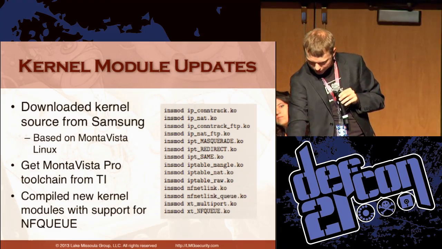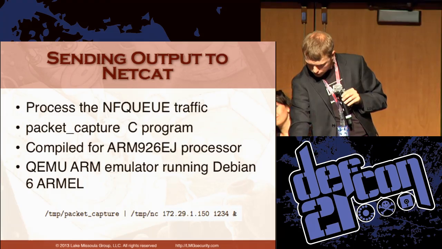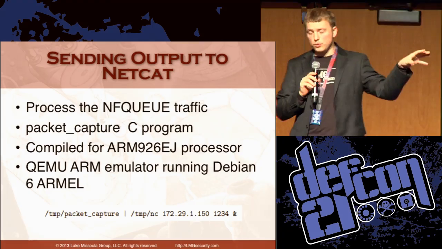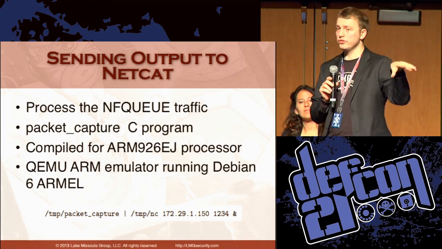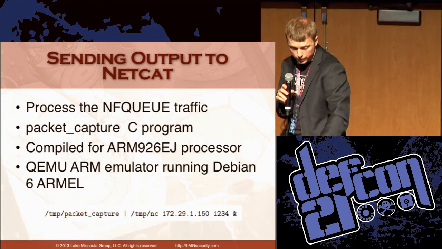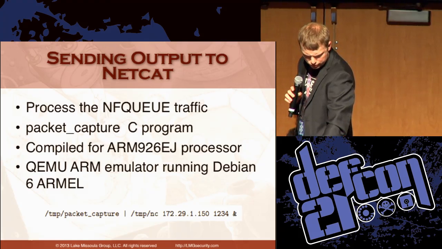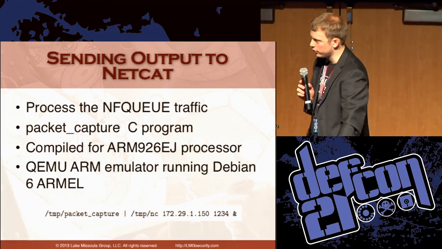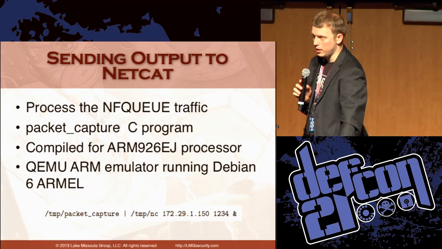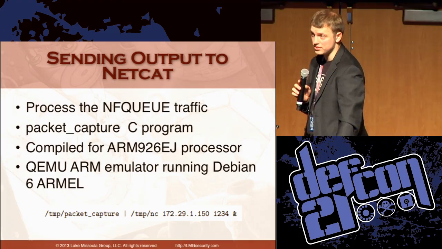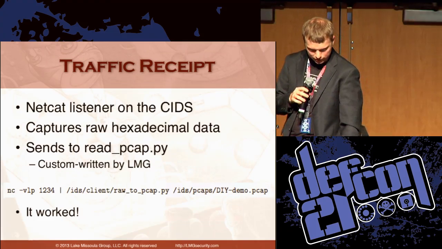So, oh yes, here's all that stuff I was just talking about. Got ahead of myself. Kernel modules, IP tables. So, we wrote a little C program that we compiled statically for ARM that just pulls the packets out of the queue and sends them off. This is an ARM 926EJ processor. Rather than dealing with cross compilers, we just started up a Debian ARM emulator in QEMU. I found that to be a much simpler solution for compiling binaries, because cross compiling makes my head hurt sometimes.